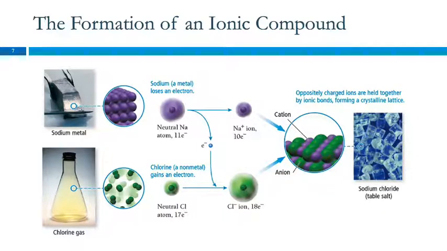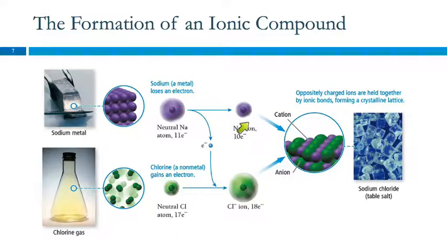As an example, here we've got sodium metal and chlorine gas. Sodium metal is composed of individual atoms of sodium. Chlorine gas forms these molecules with two chlorine atoms. And what happens in a reaction to form sodium chloride is the neutral sodium atom with 11 electrons gives 1 electron to the chlorine atom. Chlorine atom has 17 electrons.